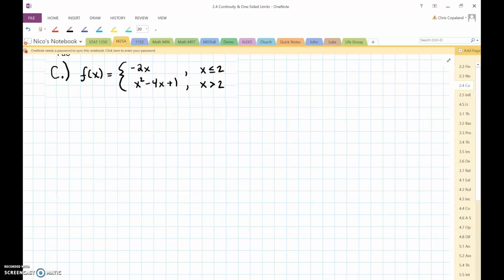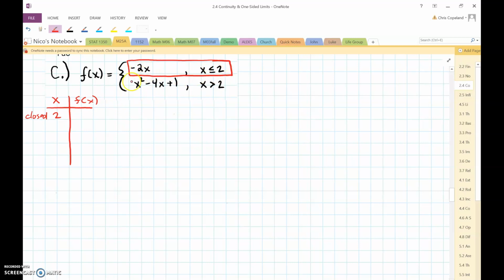Here we have a piecewise function. So to graph the piecewise function, I'm going to graph each part of the piecewise function separately on the same graph, and then look at the graph overall. So I'm going to start with 2, and I'm going to write closed, because at that point 2, it is a closed point because it's less than or equal to 2.